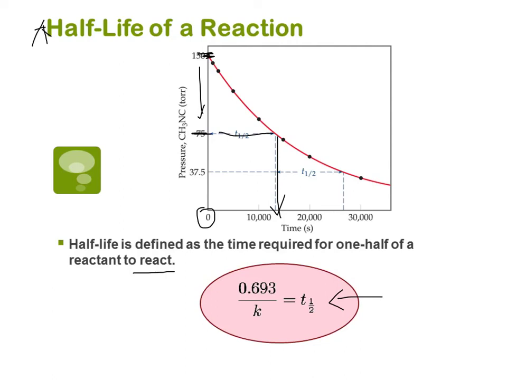There's no need to know how to derive this formula, just to use it, but if you would like me to show you how to derive this in class, I will do that. The T half, this is our half-life, is equal to 0.693 divided by the rate constant.